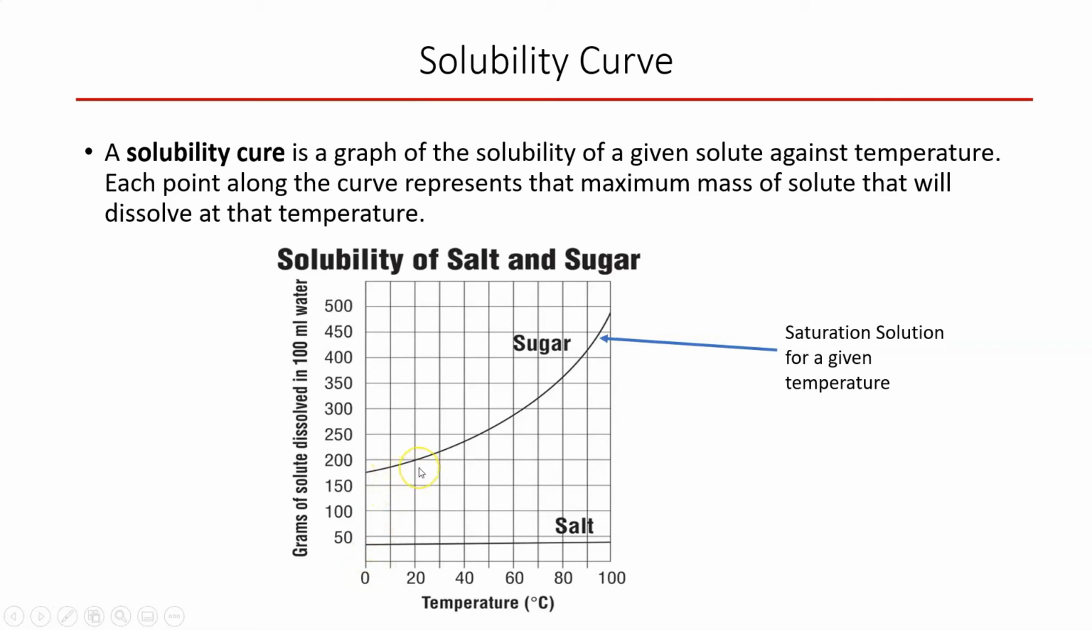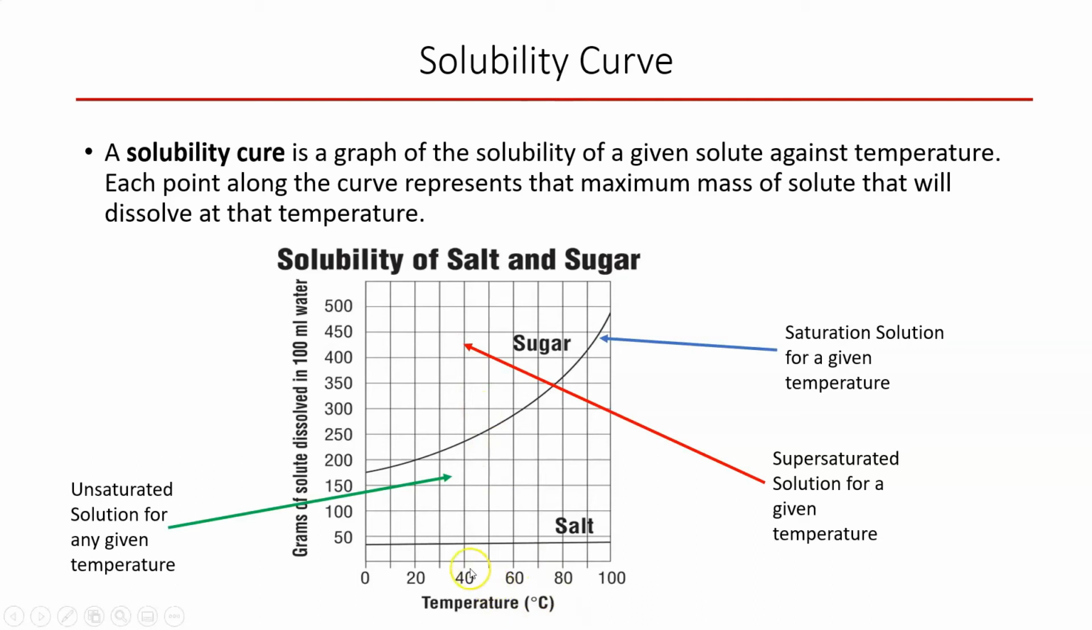Now, if I have a situation where I have a greater amount than this line, for example, if I had a solution at 40 degrees Celsius but had about 425 grams of sugar dissolved in 100 mL of water, we would describe that solution as a supersaturated solution.